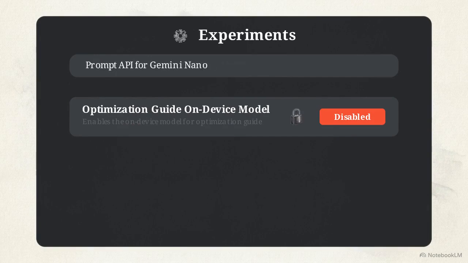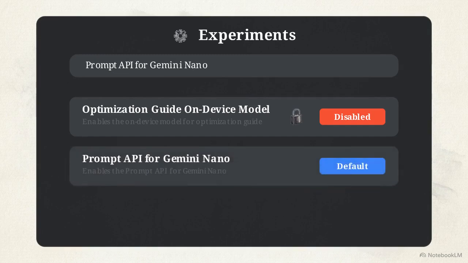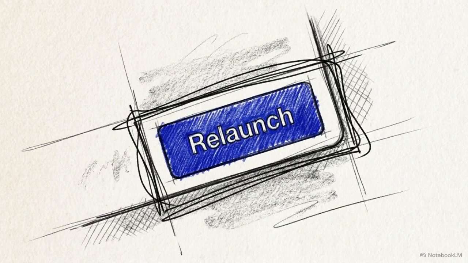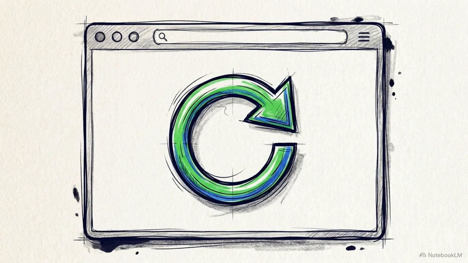Now, clear the search box and type in Prompt API for Gemini Nano. Find that flag and change its drop-down to Disabled as well. Look at the bottom of your screen. You will now see a Relaunch button. You must click this button to restart the browser and hard-code these new rules into the system configuration.